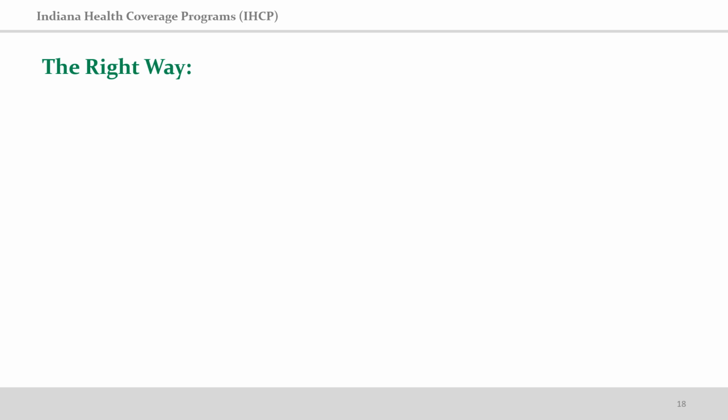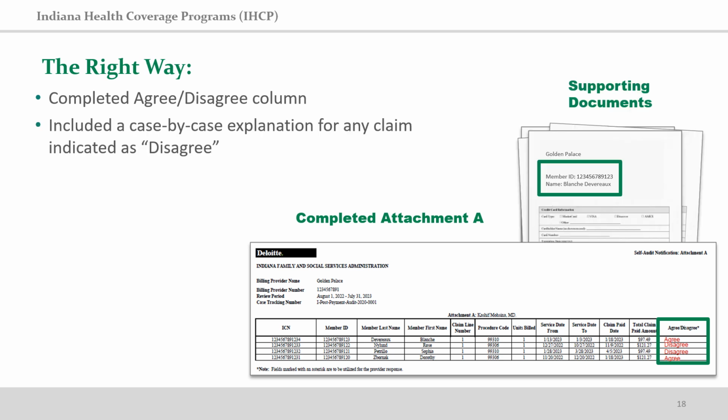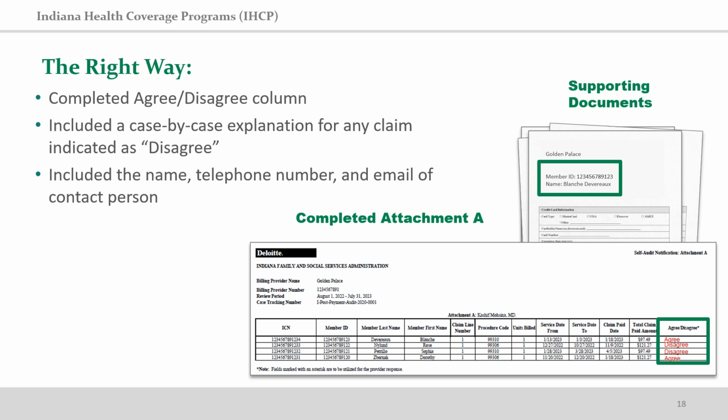In this example, the provider completed the Agree or Disagree column of Attachment A based on entering Agree for claims that are non-compliant with IHCP policy and Disagree for claims that are compliant with IHCP policy. This provider also included supporting documentation to explain their findings. The provider included the name, telephone number, and email of the contact person for the request. This will allow OMPP to address any questions they may have.